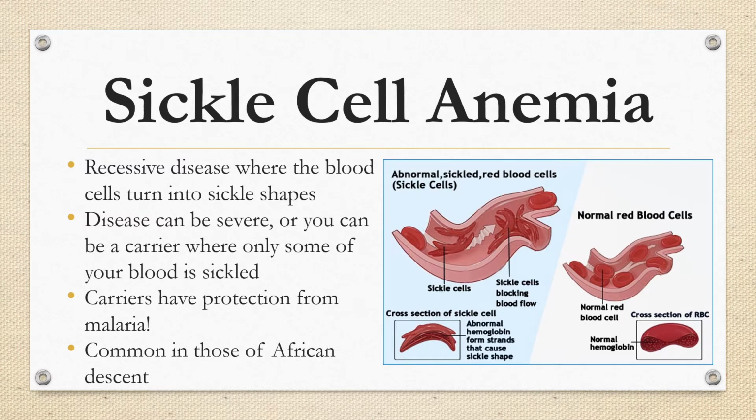Another one of these autosomal recessive disorders is sickle cell anemia. And we've talked about this one a lot. Normally your red blood cells have that nice circular shape, but with sickle cell anemia, they are sickle shaped. That causes them to create blockages in your blood vessels. They don't carry oxygen as well around your body. So you're going to have the symptoms of anemia.